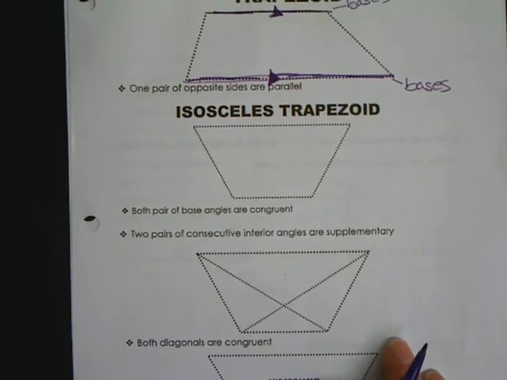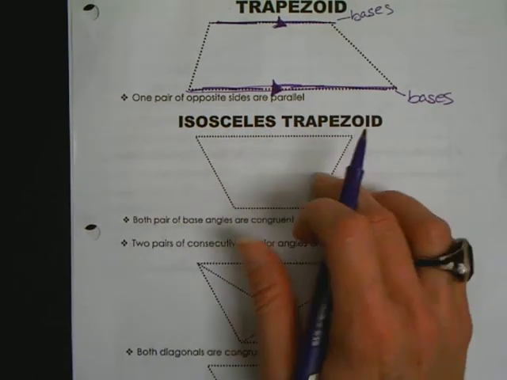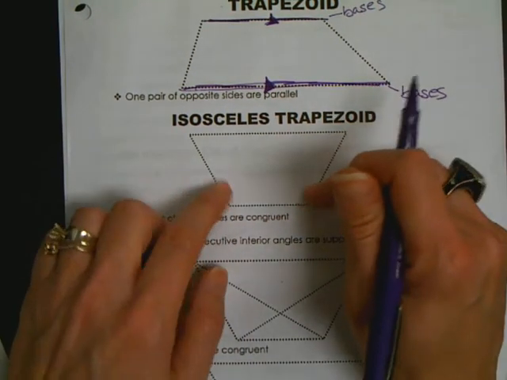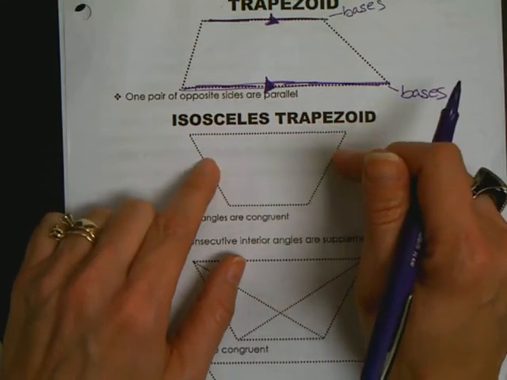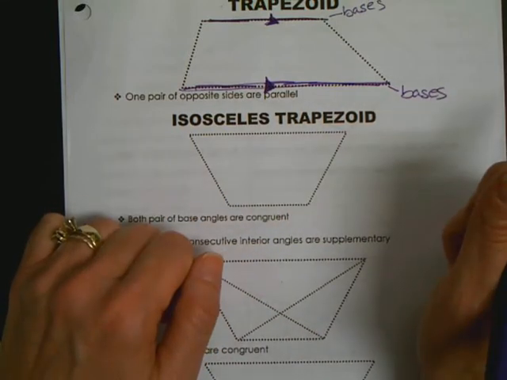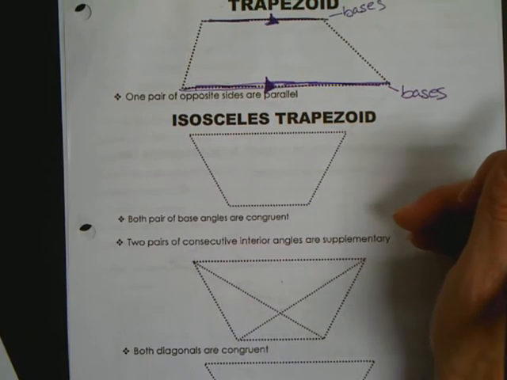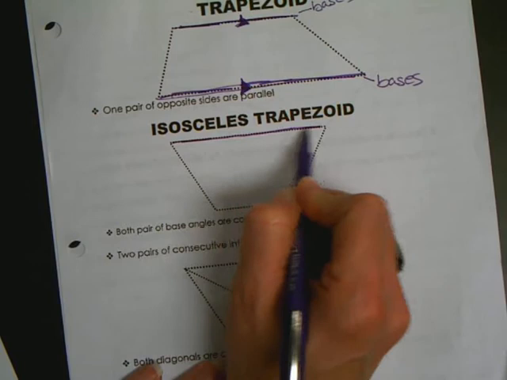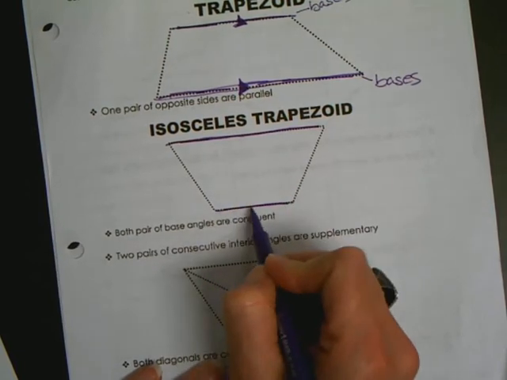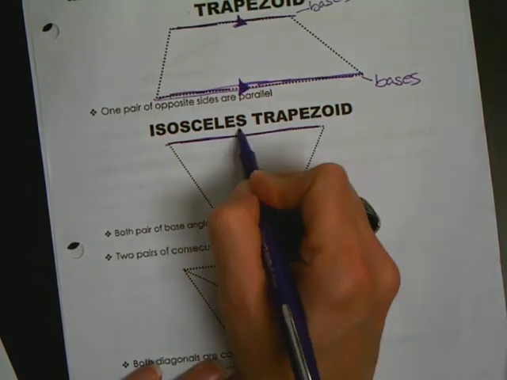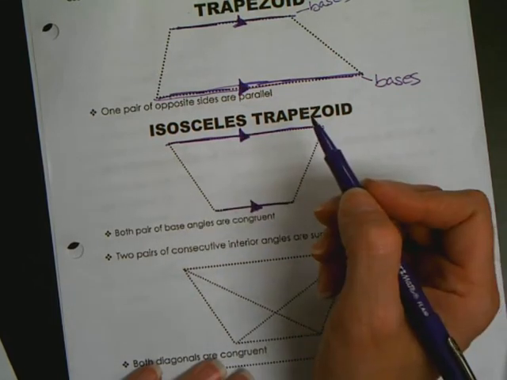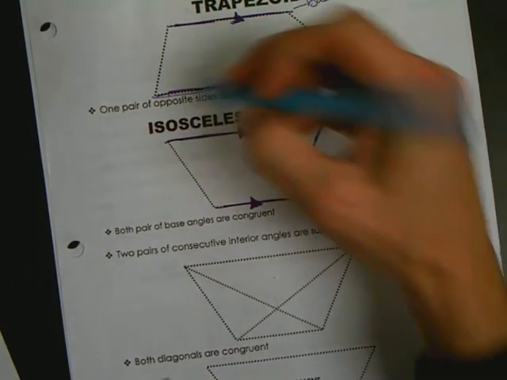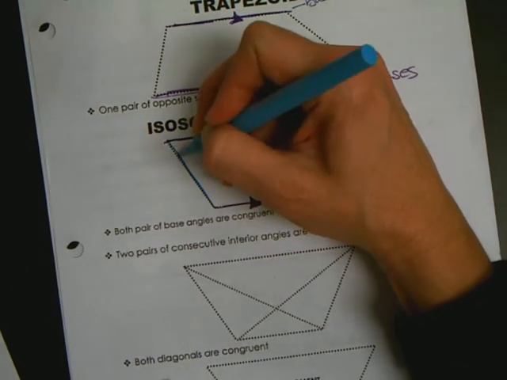Then you have something called an isosceles trapezoid. Your isosceles trapezoid is like an isosceles triangle. You have two sides that are congruent, and therefore those angles opposite those sides are congruent. That's why it uses the term isosceles. So you've got one pair of opposite sides that are parallel. These are your bases. Okay, and one pair of opposite sides that are congruent. Now your parallel sides are not your congruent sides.